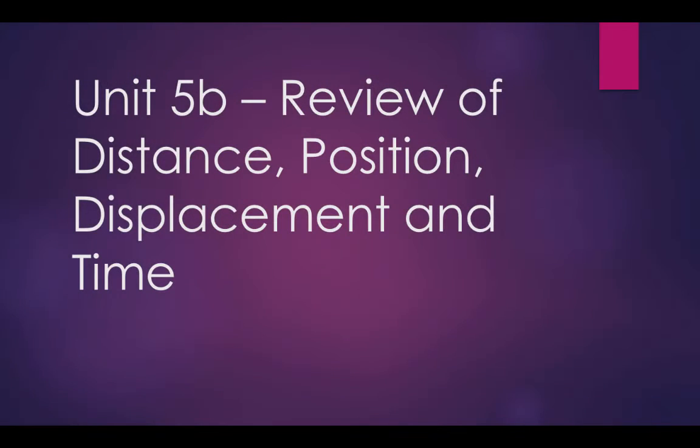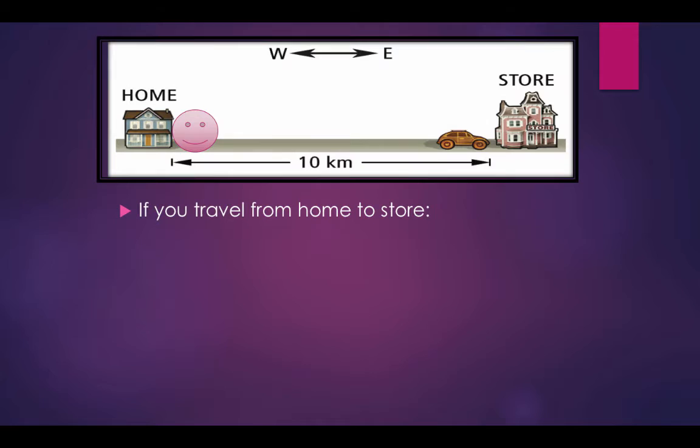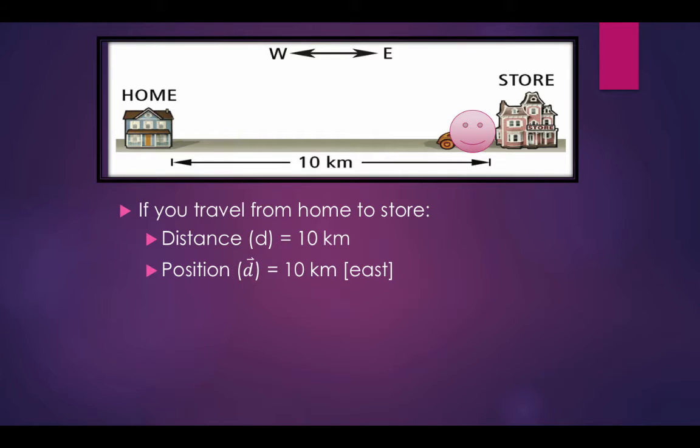Unit 5B, Review of Distance, Position, Displacement, and Time from Grade 10 Science. If you were to travel from home to the store, the distance covered, d, would be 10 kilometers. Our position would be 10 kilometers to the east.